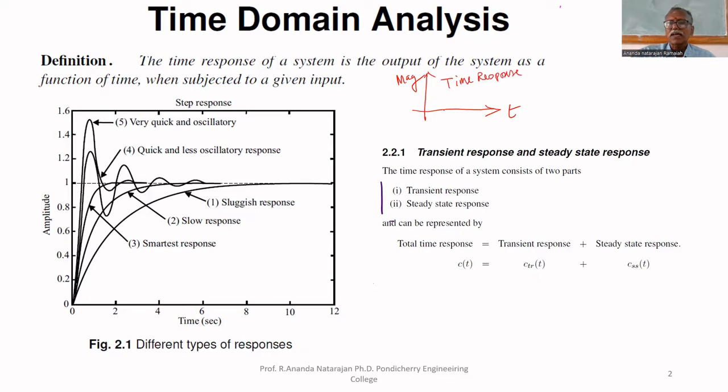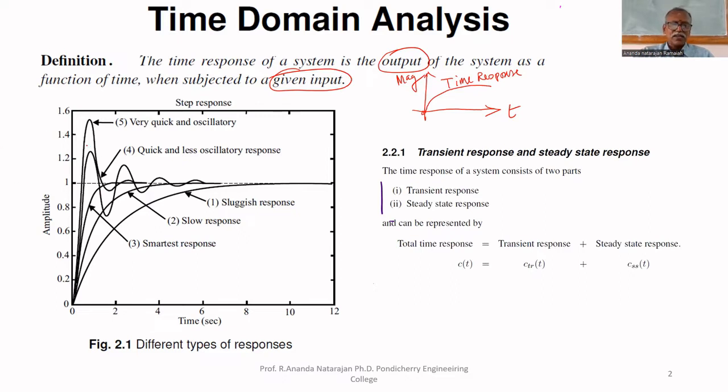We are plotting against time. At 0 time we give an input, and suppose the response is like this, then it is called time response. Time response means the output of the system for a given input, with respect to time. That is called time response.